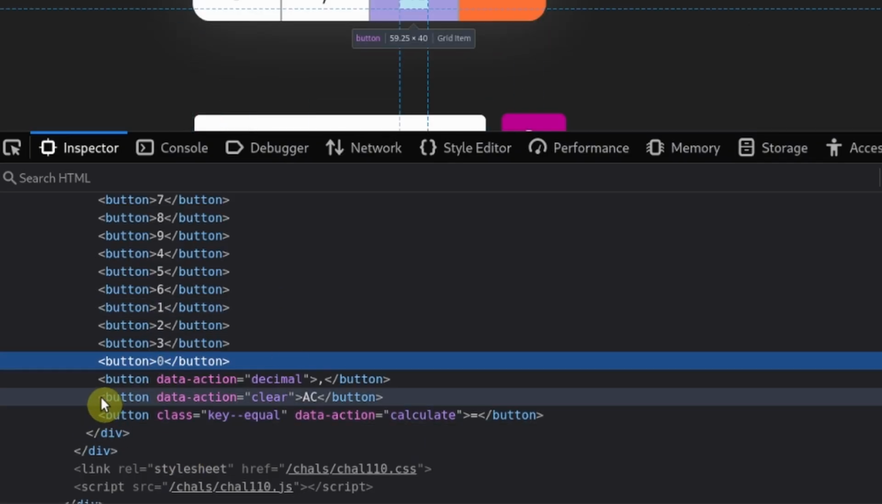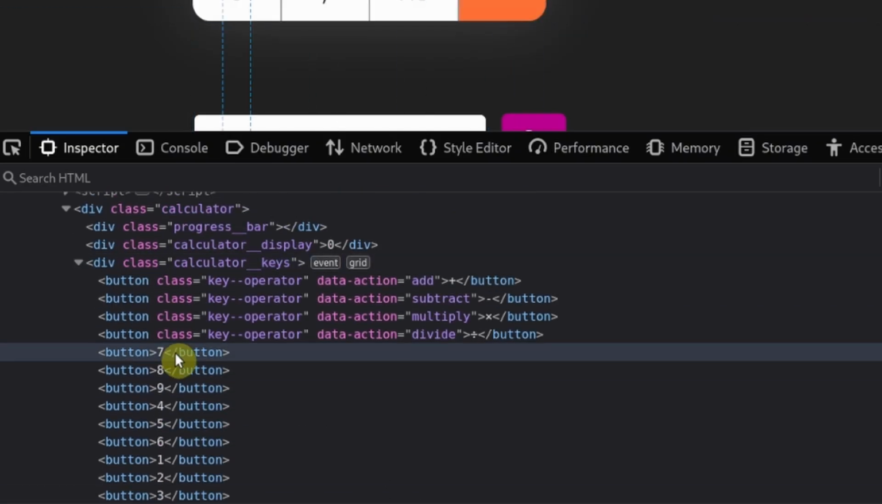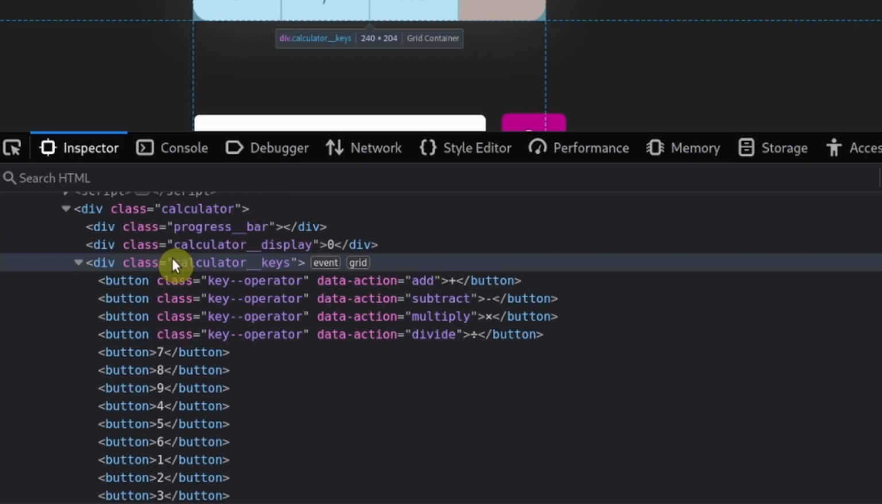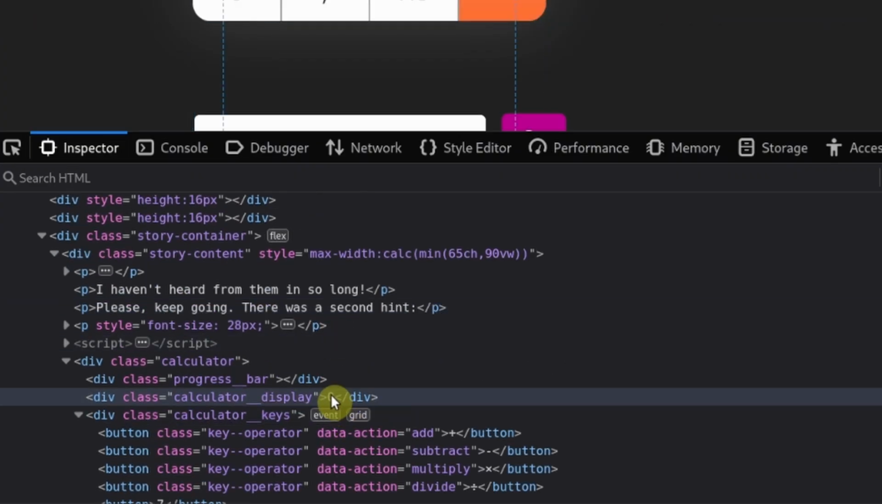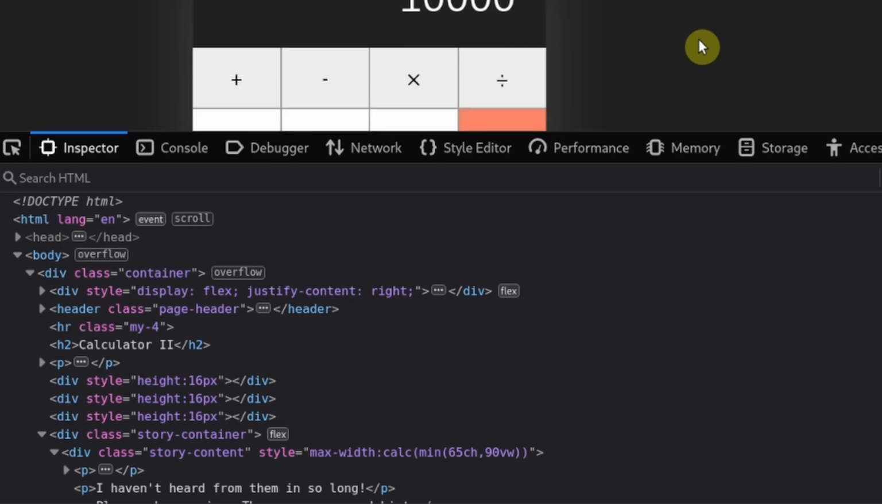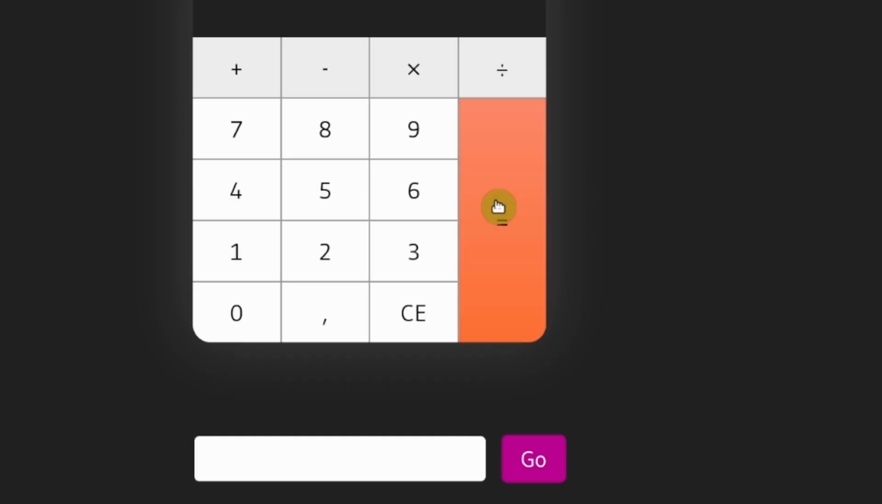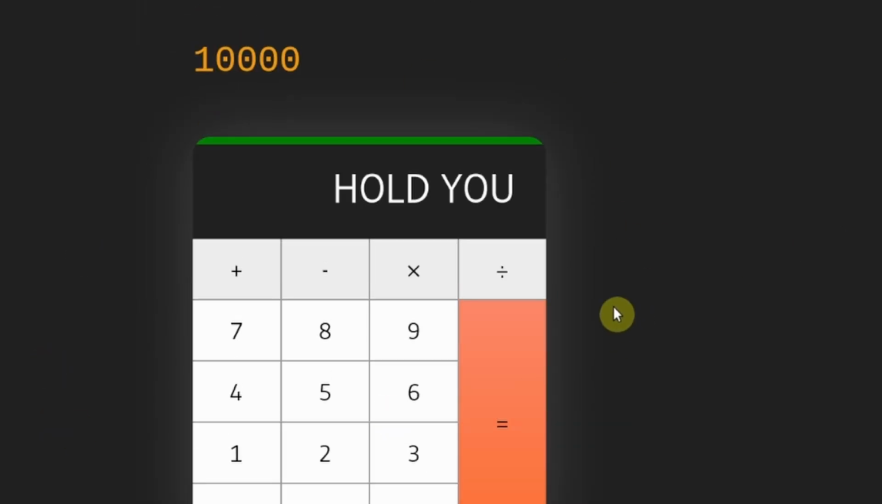Okay, so we'll go up, decimal clear, button, calculate button, up. Class calculator, oh, display, okay. So the display we can change to 10,000. Okay, so we change this to 10,000. And then just click on the equal sign, I guess. We'll give that a try. Equals. Okay, yeah, that was a way to do it. Awesome. Yeah, that's another way you could do it. Thank you very much for letting us know about that, Eli.